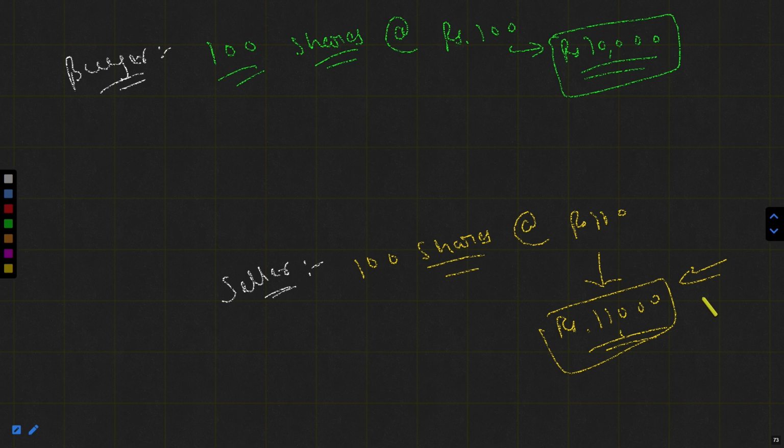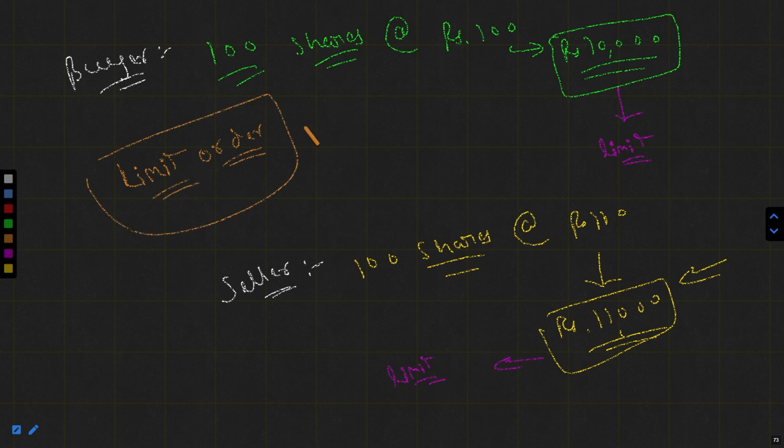All right, so going by this particular definition, what will happen? This is the limit set by the buyer. This is the limit set by the seller. So it means that that will be which kind of order? Limit order. Got it? How the buyer and seller interact?